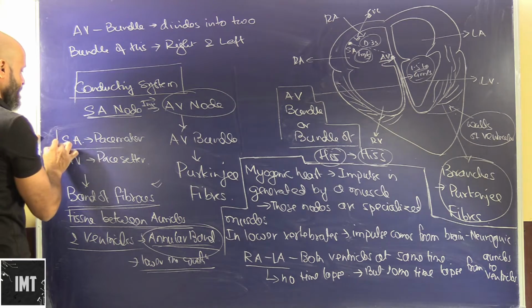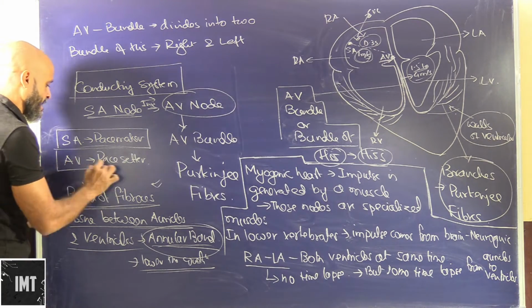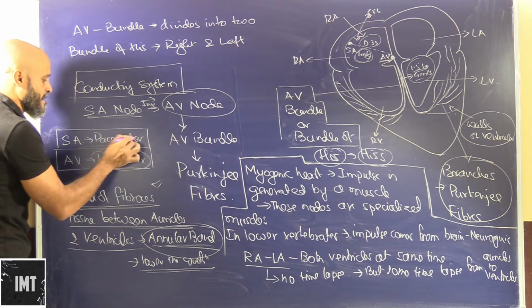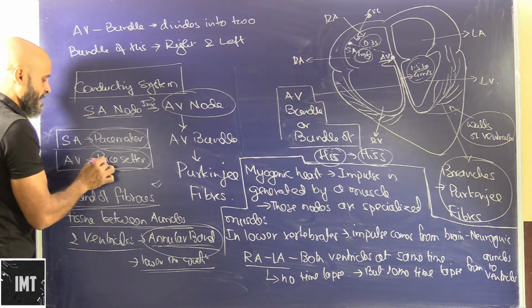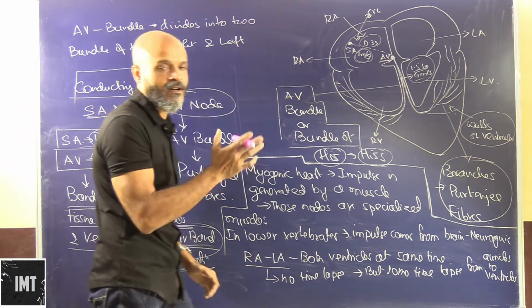The SA node is known as the pacemaker, whereas the AV node is known as the pacesetter. The SA node is the one where the impulses are generated. The AV node is the one where the impulses are transferred.